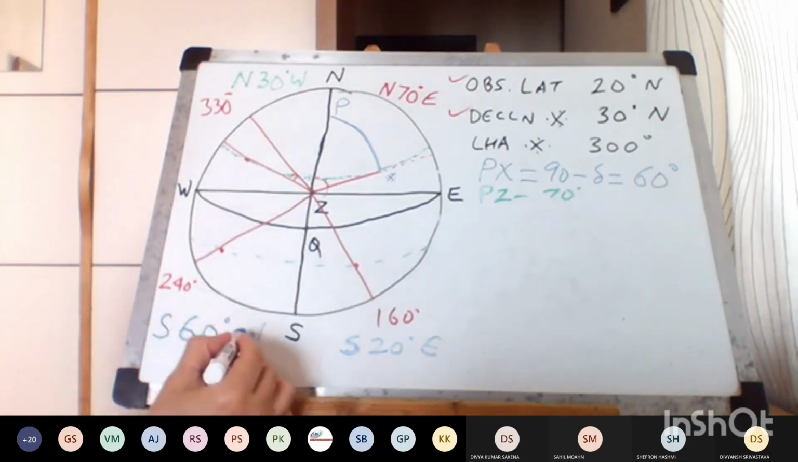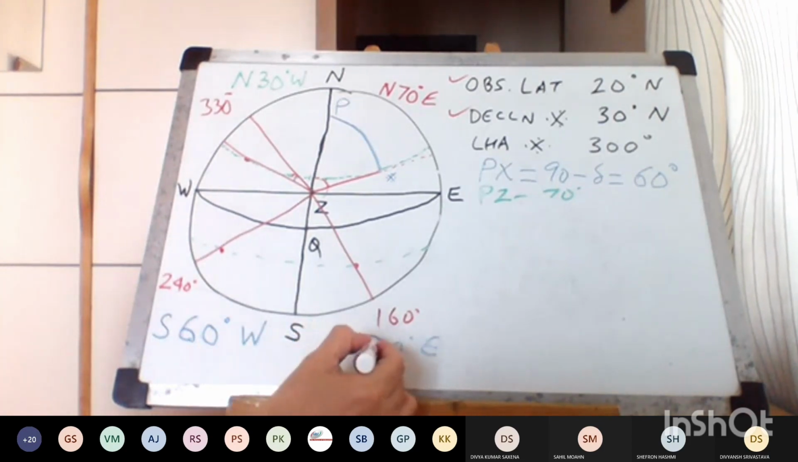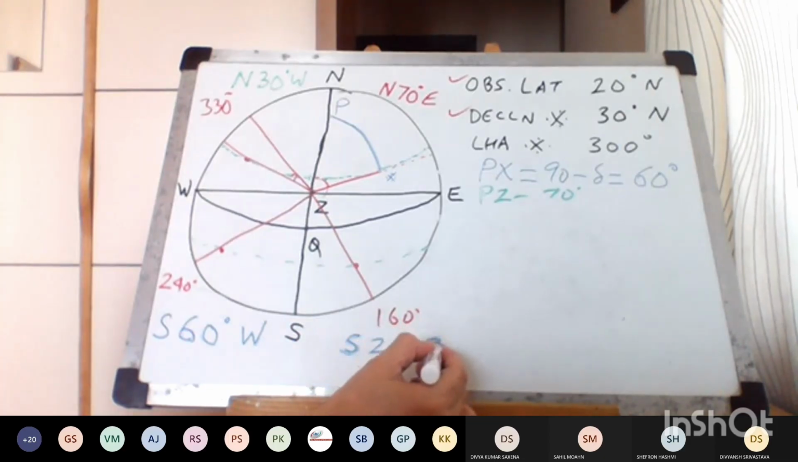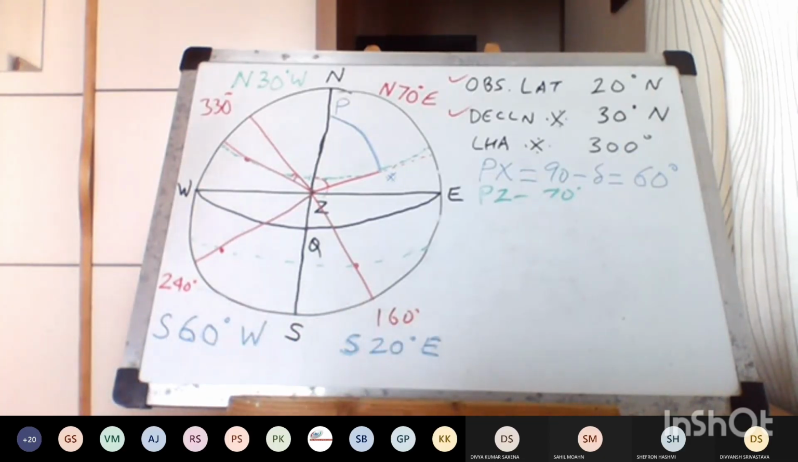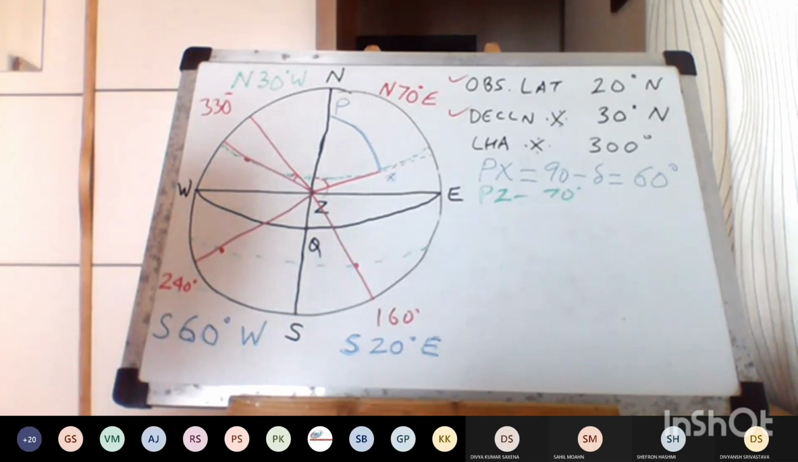Any questions on this, gentlemen? When we do problems on azimuth, we will understand the working better. But as far as the definition of azimuth and as far as the naming of azimuth goes, it is like this. Anyone has any question on this or no?